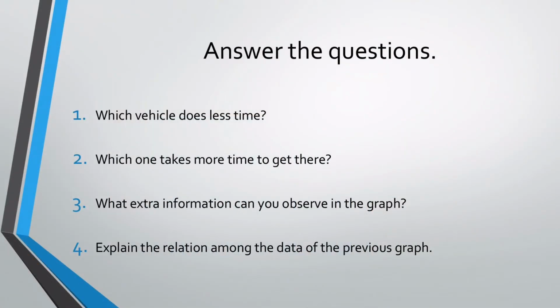And now let's answer the questions. Number 1. Which vehicle takes less time? Number 2. Which one takes more time to get there? Number 3. What extra information can you observe in the graph? And number 4. Explain the relation among the data of the previous graph.